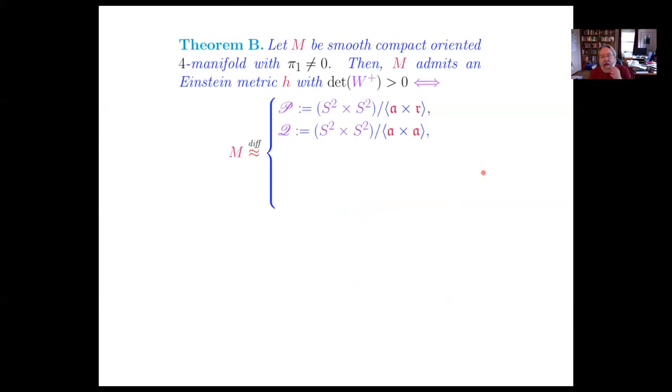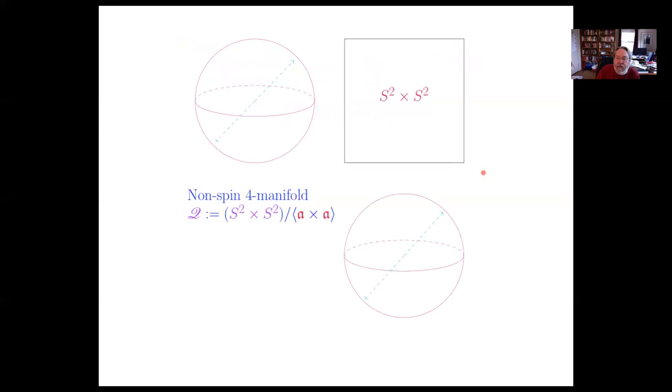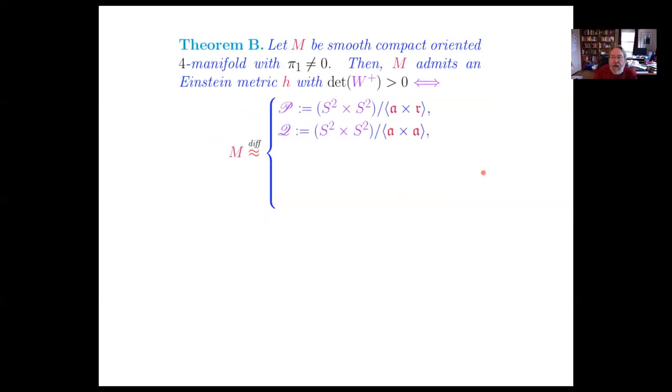And then there's a rival. There's another quotient of S2 times S2, where you could have modded out by the antipodal map on both factors. Now, it turns out that these two guys are not diffeomorphic. When you write down two candidates like this, you might think, well, maybe they're just diffeomorphic. They're not. In fact, P turns out to be spin and Q is not spin. So they're definitely not diffeomorphic.